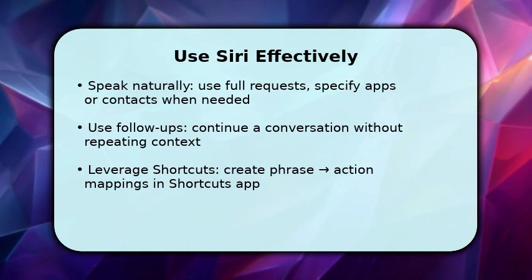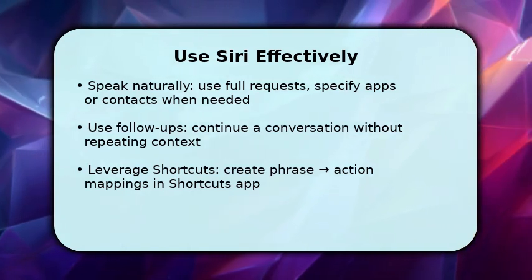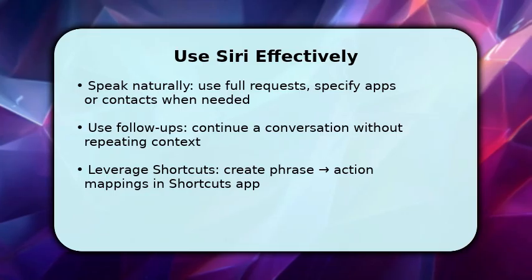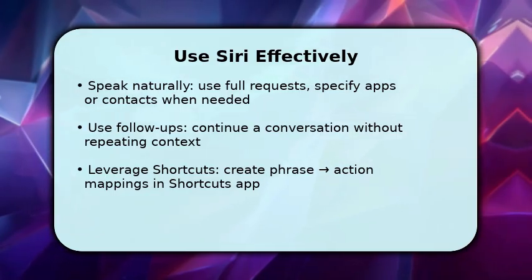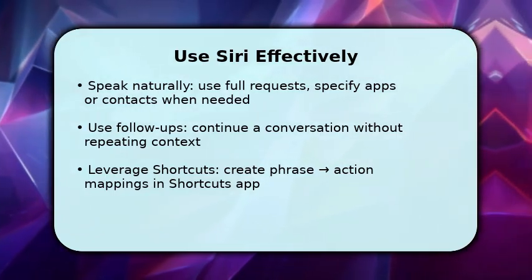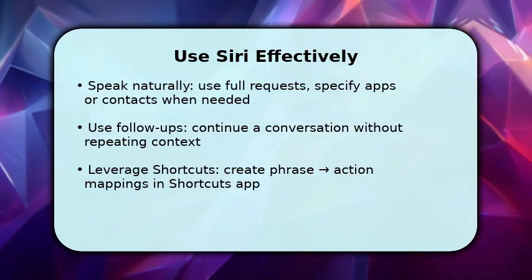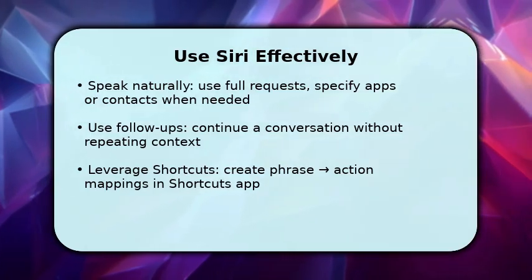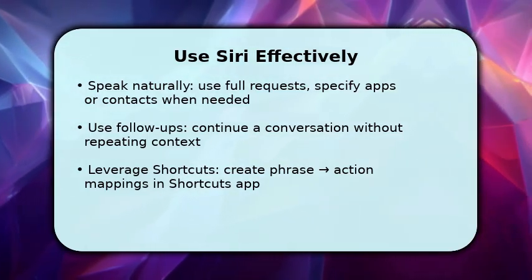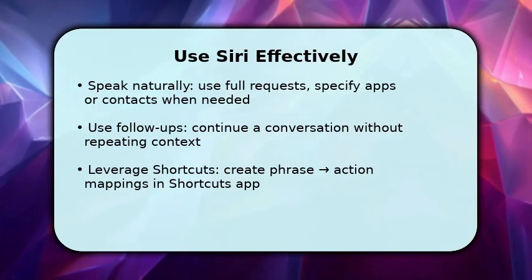Now learn how to use Siri effectively so it completes tasks quickly. Speak naturally and be specific. Say "Send message to Alex, running 5 minutes late," to target contact and content. Use follow-up questions like "Remind me later" after an initial reminder. Siri keeps context so you don't repeat details.